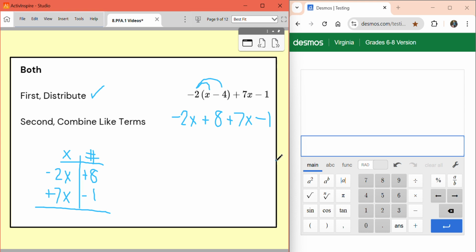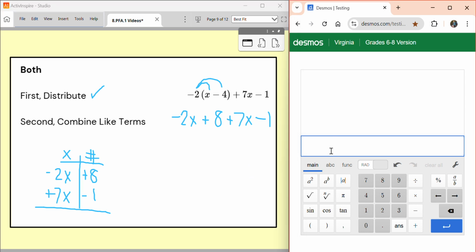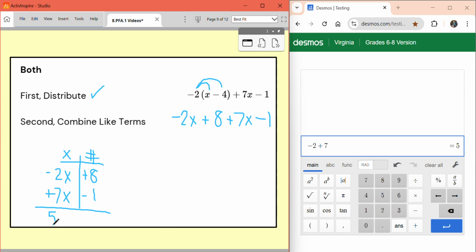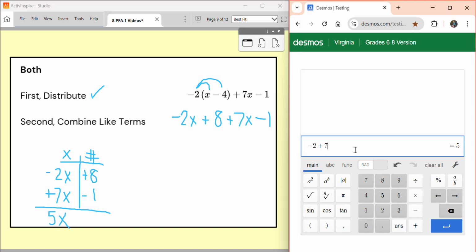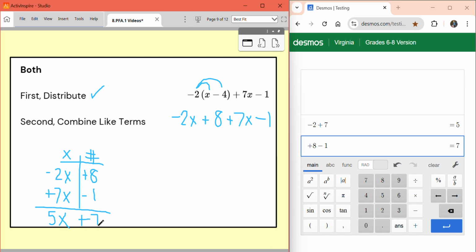And it is super, super important to make sure that you get those symbols every time. Okay, if you leave out a plus or a minus, it could completely mess up your entire problem. And I would hate for you to do all this work for nothing. So let's go to handy dandy Desmos. -2 plus 7 is 5. Don't forget to put the x. And then 8, or you can even type +8, like with the plus sign, that's fine. -1 gives me +7. And my answer, I'm going to rewrite it up here, is 5x plus 7.